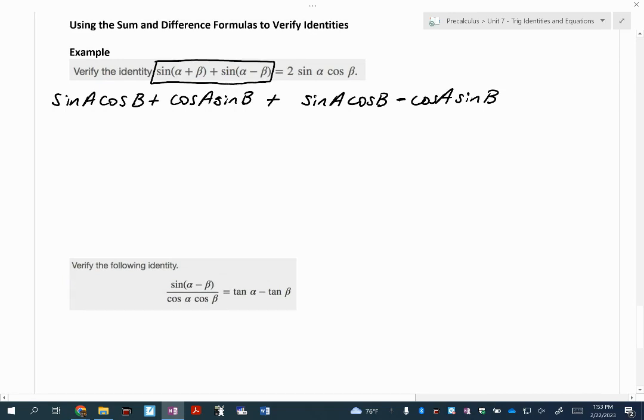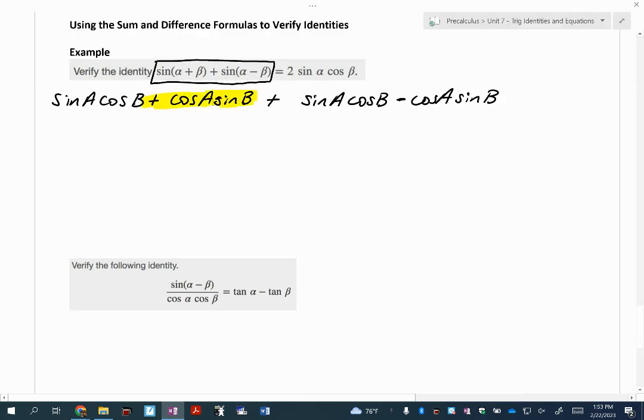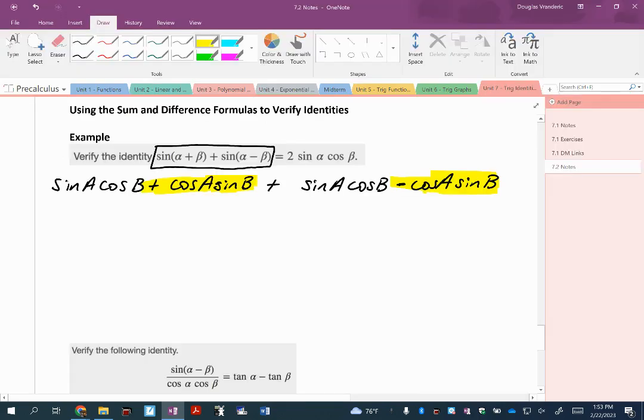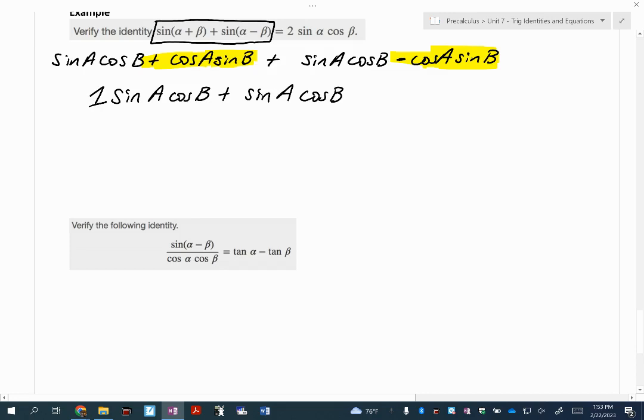Now, when you look at what we've got, you should notice that the second term and the fourth term are actually opposites of each other. And when you add opposites, you're going to make 0. So if you bring down the sine of a times the cosine of b plus the third term, sine of a, cosine of b, you'll notice these are the same. And so if this is like 1 for each of them, 1 plus 1 would give you 2 times the sine of a times the cosine of b, which is what we were trying to get. All right, so that checks out.